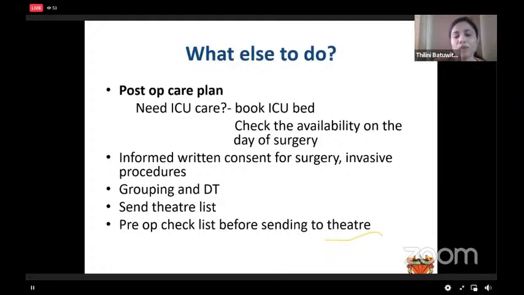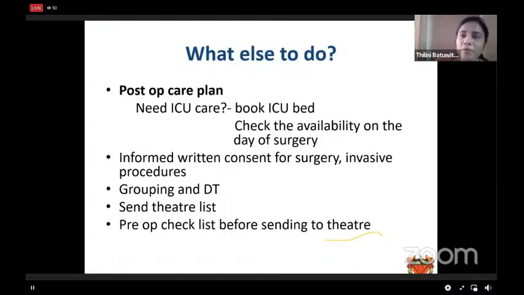And then informed written consent. I think there was a lecture on consent and communication previously, so I'm not going to talk about that. It's a house officer's duty to take the consent for the surgery as well as for invasive procedures and general anesthesia or the spinal or whatever the mode. And then the other thing is the grouping and DT.